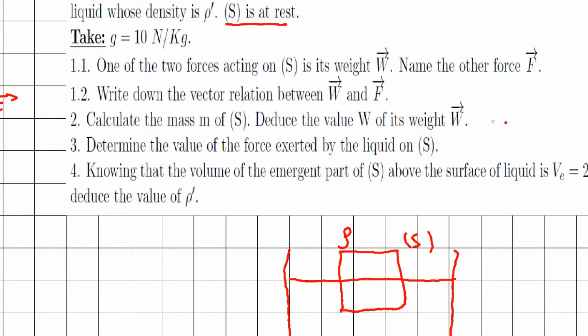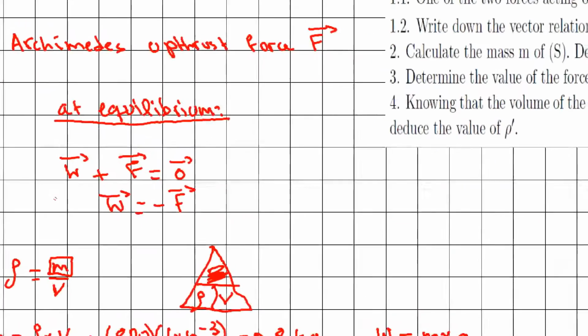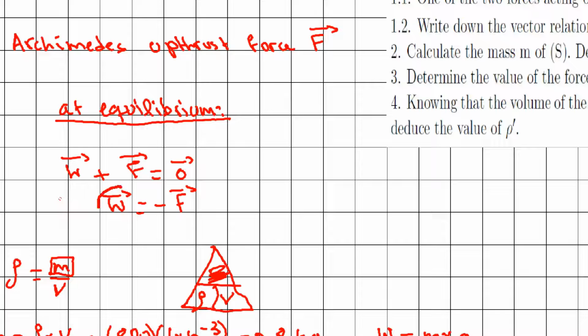Now, moreover, in the same part, they are telling me to deduce the value W of its weight, W vector. And by deduce, it means we need to use the part just previously before. In this part, we have determined the mass, and we know that the weight can be determined from the mass using the following formula: the weight is equal to M multiplied by G. And here, let me mention the following. This weight, what does it represent? The real weight or the apparent weight?